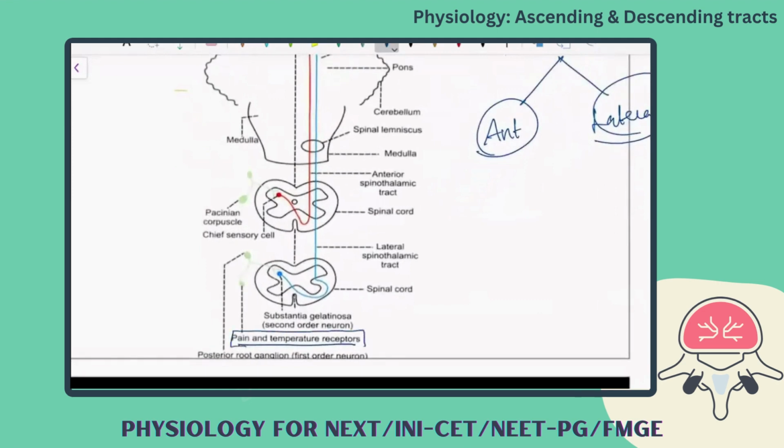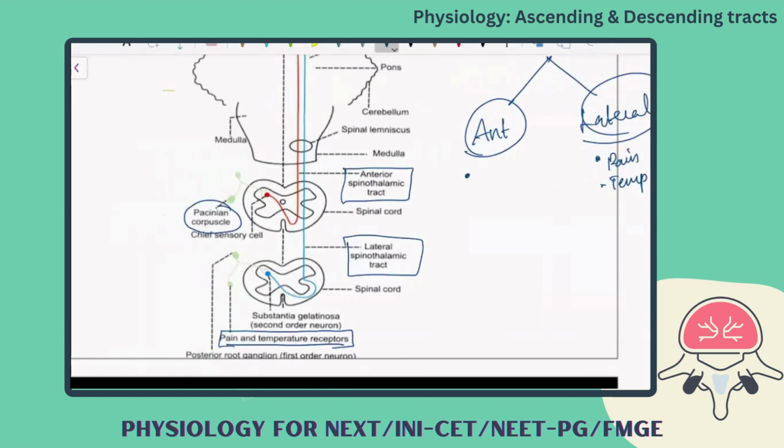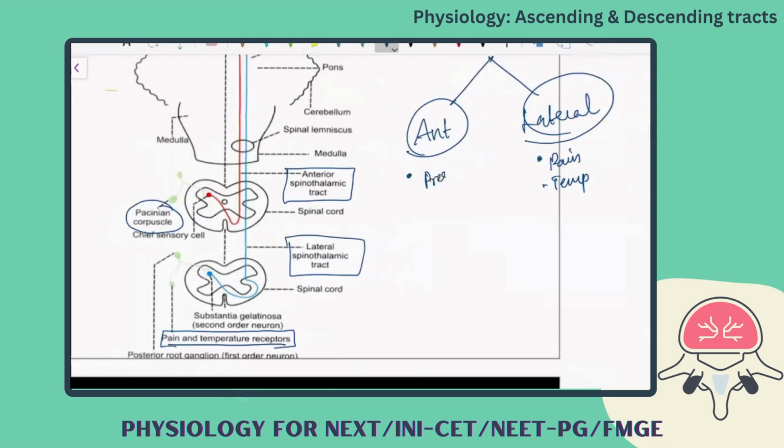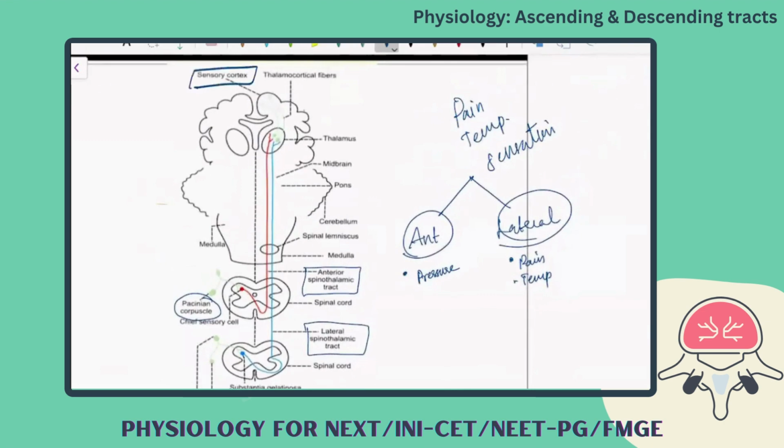So this anterior and lateral spinothalamic tract is going to carry the sensations. Pain and temperature sensation is with respect to the lateral spinothalamic tract. Remember that, pain and temperature. And what is this anterior spinothalamic tract? It is carrying the sensation from the Pacinian corpuscle. What is the Pacinian corpuscle specifically for? Pressure. Remember this. Okay. And it is terminating also in the somatosensory cortex, area 3, 1, 2. Okay. At least this you should remember. The rest of the course of the pathway, if you don't remember, it's fine.